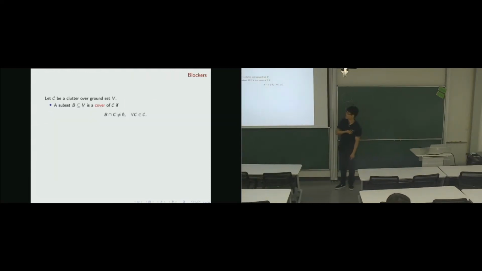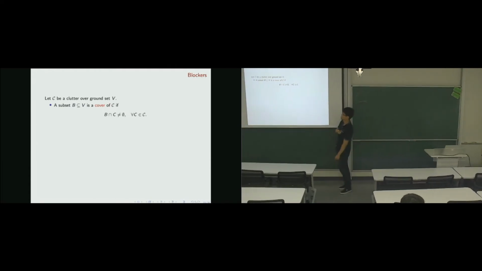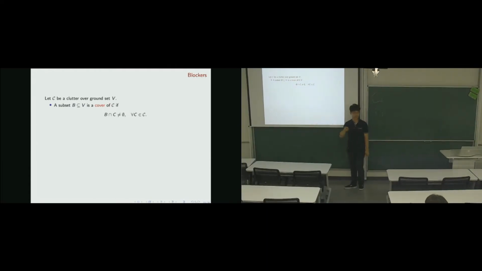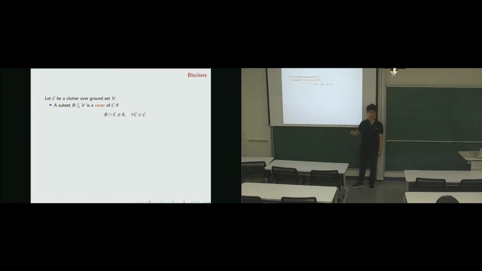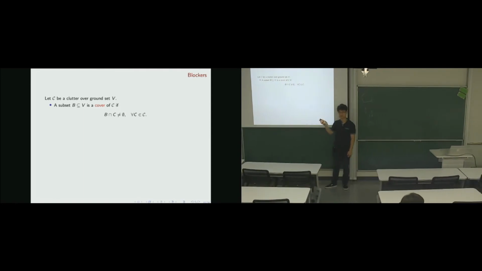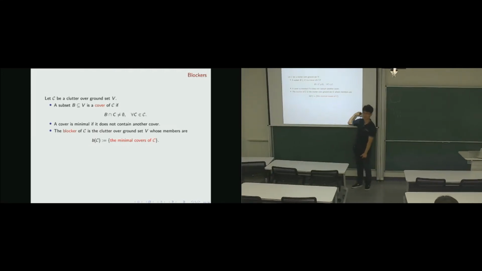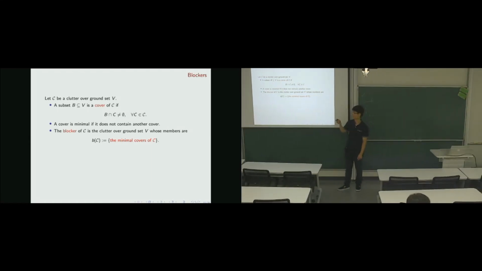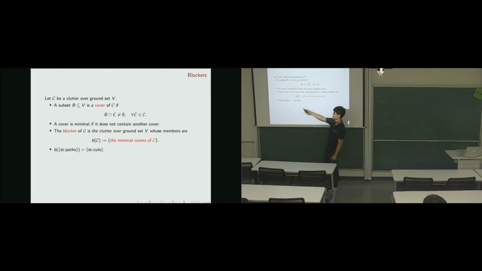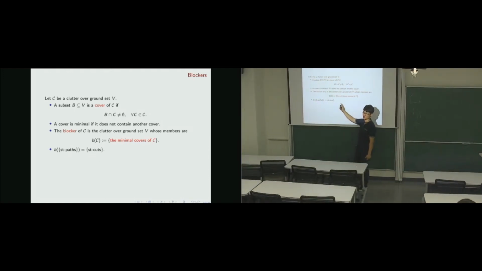So let me define the blockers. Let me remind you the definition of a cover. A subset is a cover if it intersects every member. It's sometimes called a hitting set. You can also define minimality of a cover in terms of inclusion. So the blocker is basically the collection of the minimal covers of this clutter. The blocker of s-t paths is actually minimal s-t cuts.